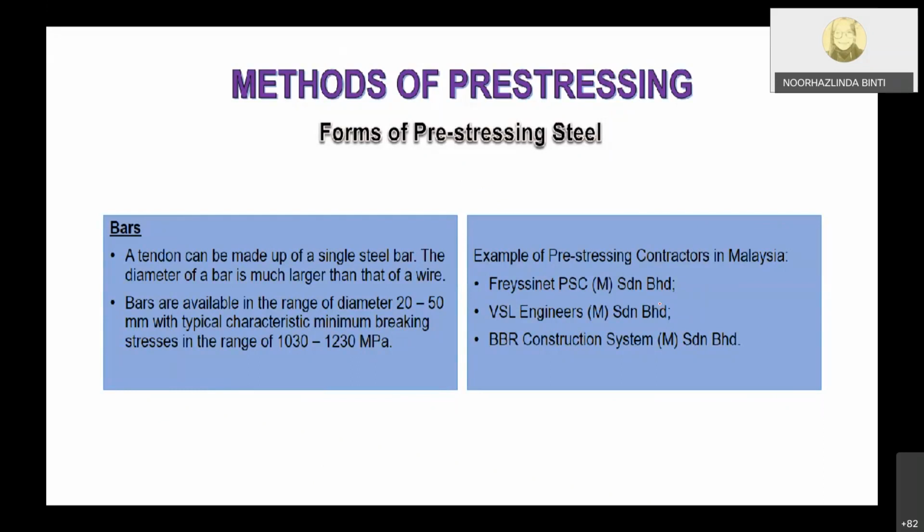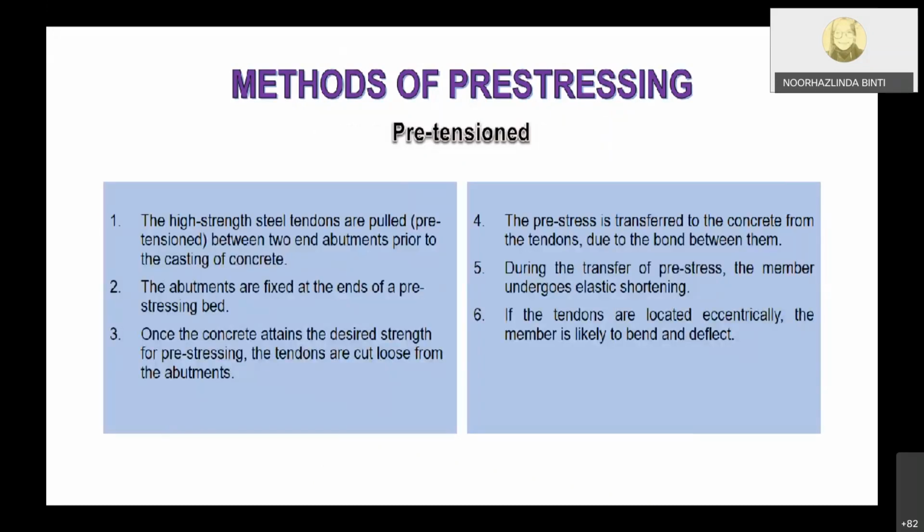Okay, that's forms of pre-stressing steel. So as I mentioned earlier, there are 2 methods of pre-stressing, either pre-tension or post-tension. So what is pre-tension and what is post-tension? I hope you can see the difference later on. I read through this bullet first.